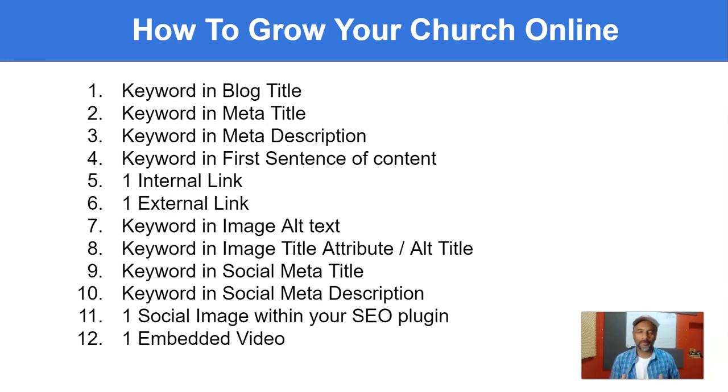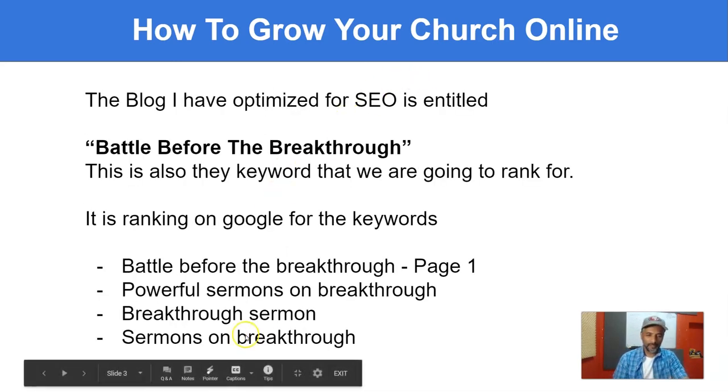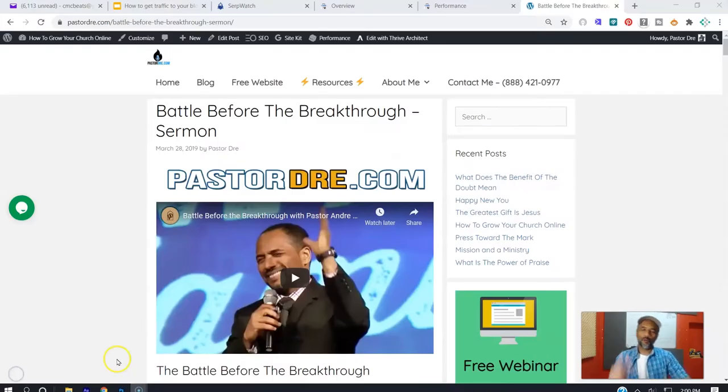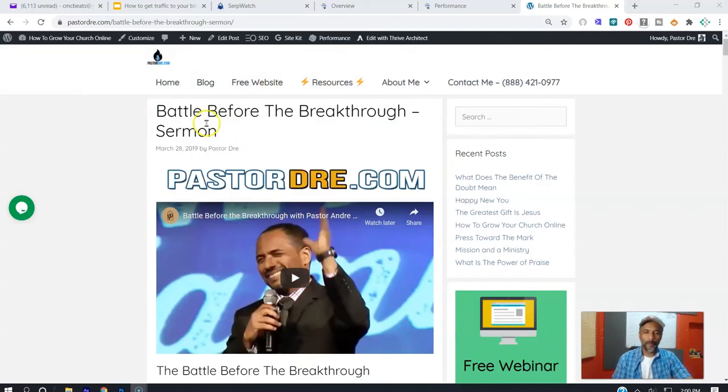Now, these steps that I covered right now, I have used to rank this blog I'm going to show you right here. I have a blog. Let me see if I can go to it. One second. All right, here's the blog that I wrote, and I'm trying to rank it for the keyword "battle before the breakthrough." That's the keyword I'm trying to rank it for.